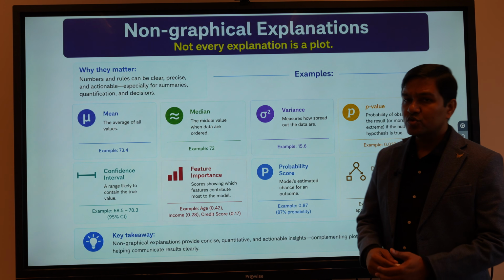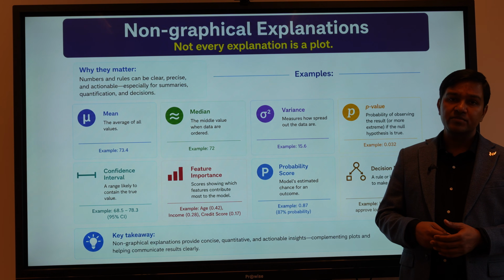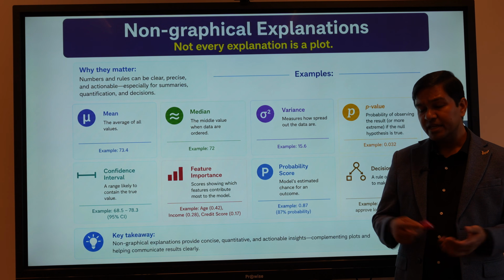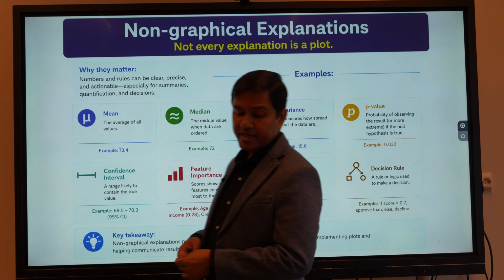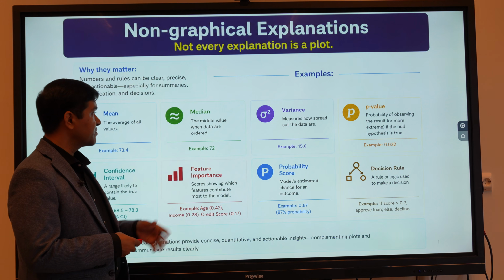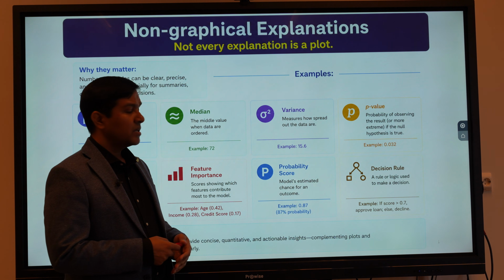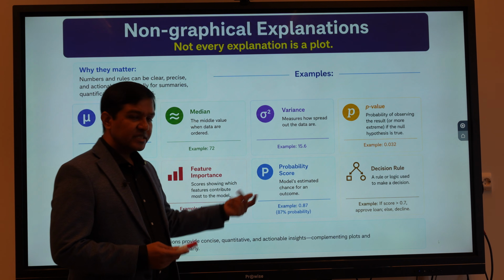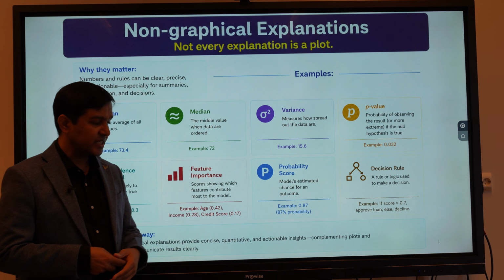So far we saw graphical representations, but not only that; to understand something you don't always need a graph or a plot. Sometimes numerical data can also be meaningful. So non-graphical explanation can give a lot of detail. For example, the mean of the data, the median, the variance, the p-value, the confidence score, the feature importance. A probability score is a number, but it can also be explainable.